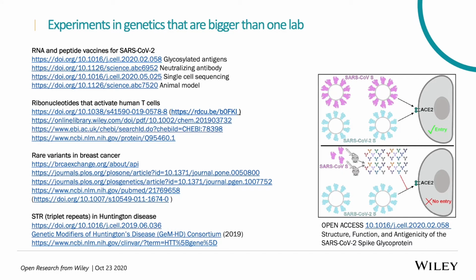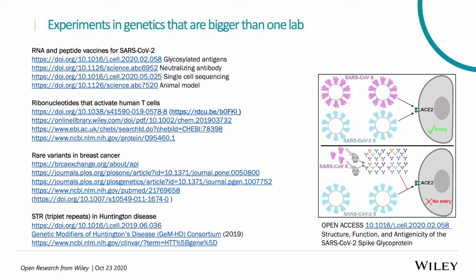And relevant to this day's conference, RNA and peptide vaccines, glycosylated antigen vaccines for SARS-CoV-2. This is a paper from Cell that talks about the antigenicity of the spike glycoprotein, and here are some other papers that could be integrated using a spike glycoprotein or spike molecule and its target, ACE2, in the host cell.